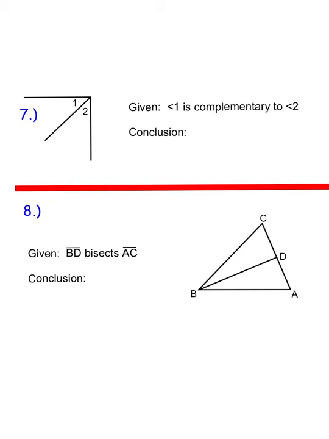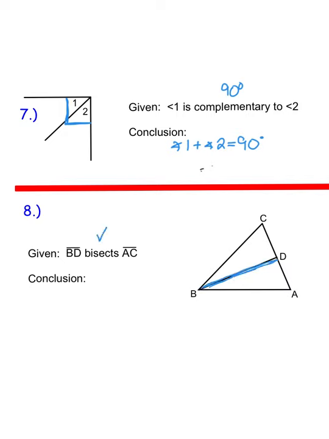Number 7, it says, given that angle 1 is complementary to angle 2. So we're going to think complementary means 90-degree angles. So we can say that angle 1 plus angle 2 equals 90 degrees. If you wanted to mark your picture, you could put a box in that angle because you know that it creates a 90-degree angle.